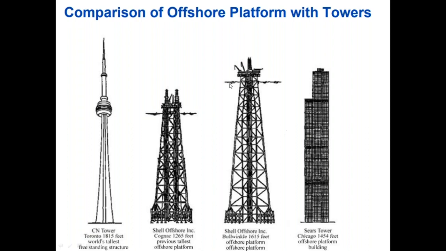On land, if you compare, this is the water level here, and this is the water level here. You can just assume this Shell Bullwinkle is 1615 feet, and this is 1265 feet. So it is almost crossing this Sears Tower on land. But on the sea, you will see only the top part. You cannot see whatever is below the water line. So people think that this is only a small structure. No, beneath the water level, it is this much tall, this much deep.